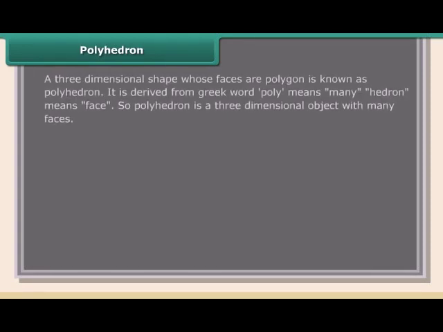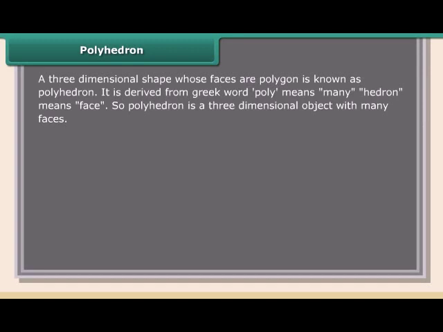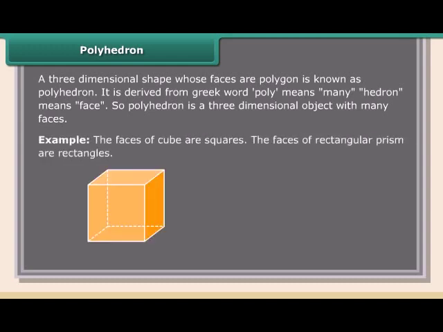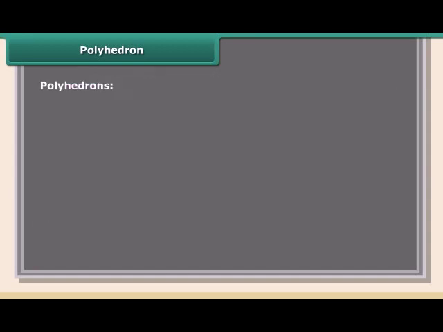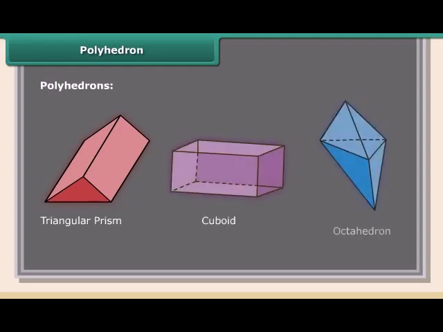Polyhedron. A three-dimensional shape whose faces are polygons is known as polyhedron. It is derived from the Greek word poly meaning many, hedron meaning face. So polyhedron is a three-dimensional object with many faces. Example: the faces of cube are squares. The faces of rectangular prism are rectangles. Polyhedrons: triangular prism, cuboid, octahedron.